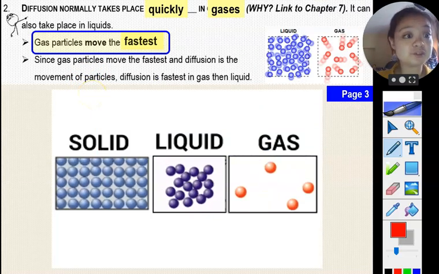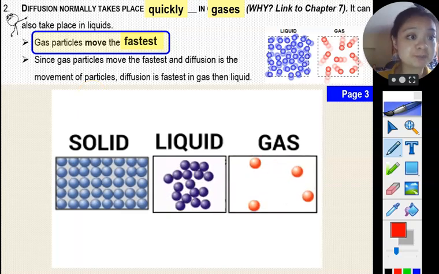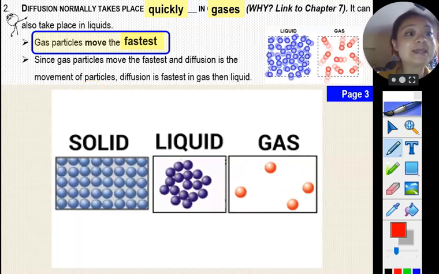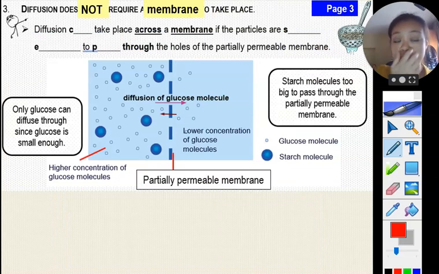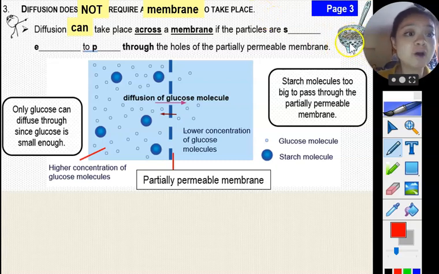Now let's move on to the third and final principle or rule of diffusion, and that is diffusion does not require a membrane to take place. Does it mean that diffusion cannot occur if there's a membrane? No. Diffusion can still occur. Diffusion can occur in the presence of a membrane if the particles that are moving through the membrane, just like this sieve here, are small enough to pass through the holes.